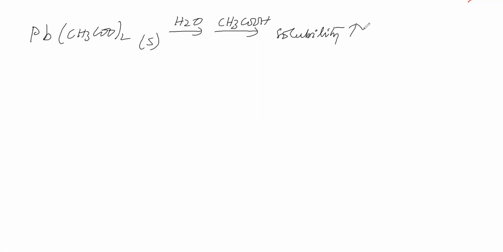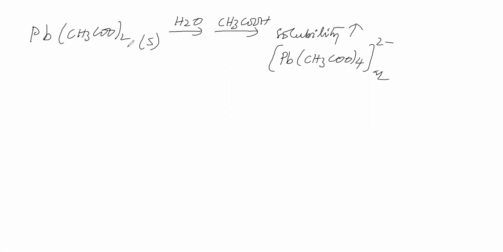So how are we preparing lead acetate solution? We are dissolving lead acetate in dilute acetic acid solution, while the solubility of lead acetate is high. Why is it so? Because of the formation of a complex, the lead tetraacetate ion. Therefore we are adding acetic acid.